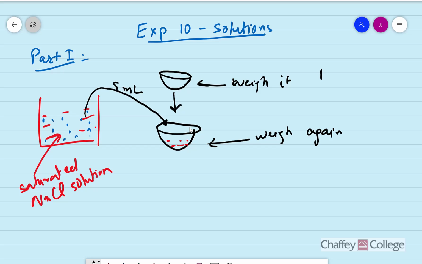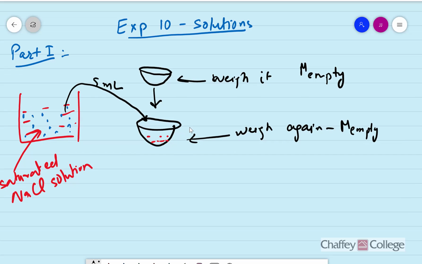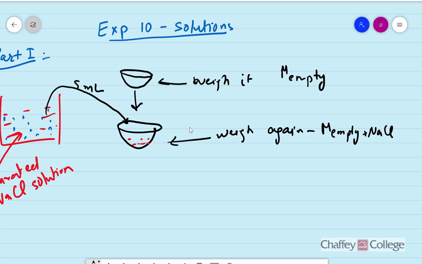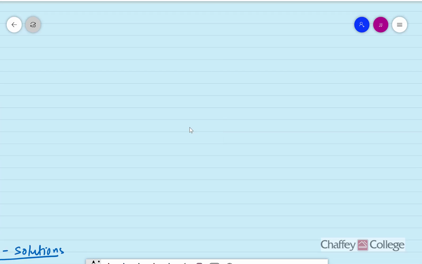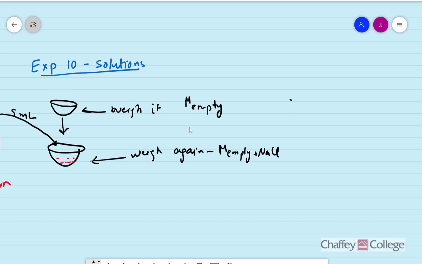Okay, so first we have the mass of the empty container, and now when we weigh it again, we have the mass of the container, or empty, plus NaCl, so together. So from these two masses, I can calculate the mass of NaCl solution.